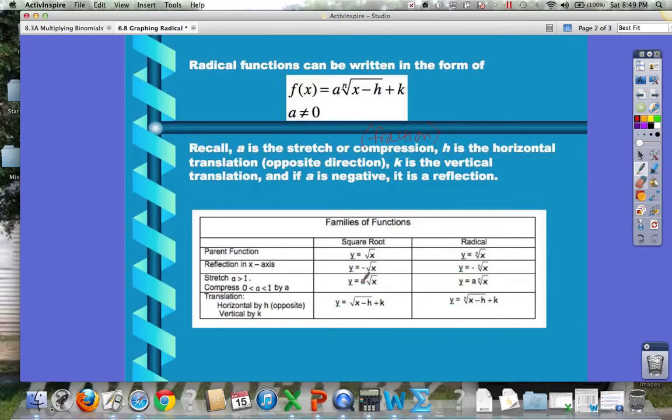So if this a was a 2, that would be a stretch, but if the a was a 1/2, that would be a compression. And translation means anything opposite of what's inside. So if it was an x plus 3, then it would be shifted to the left 3. If it was an x minus 2, then it would be shifted to the right 2. Okay, so we've worked with these several different times. This should be very simple for you guys.